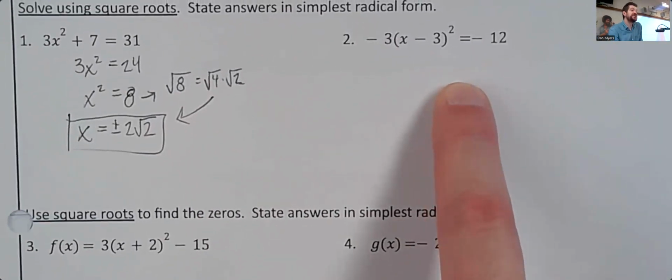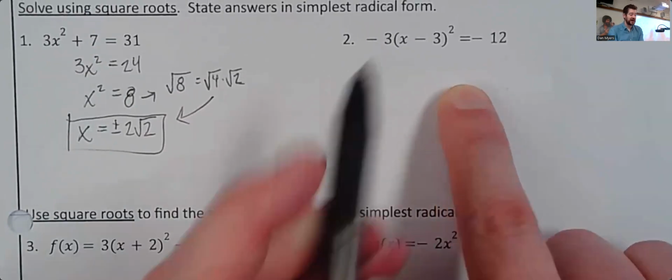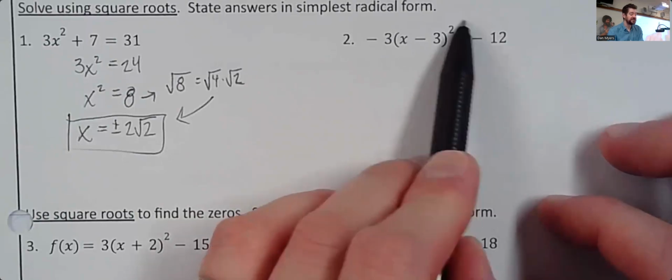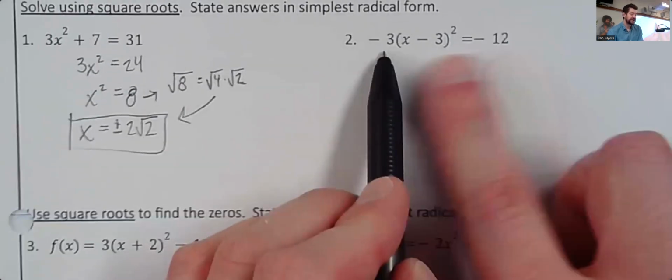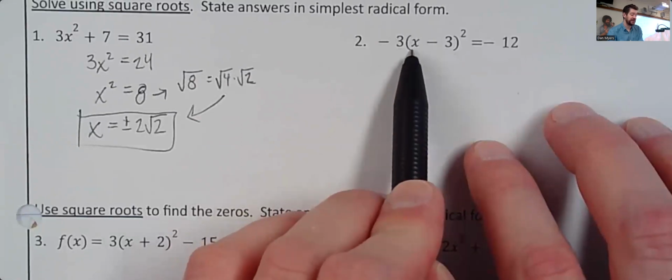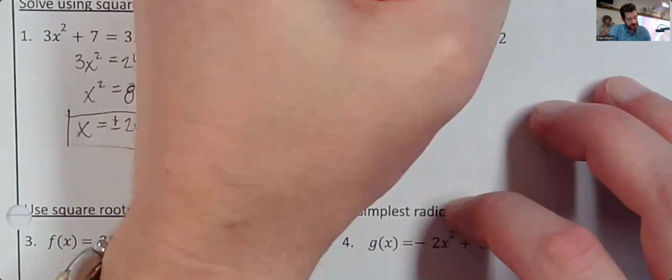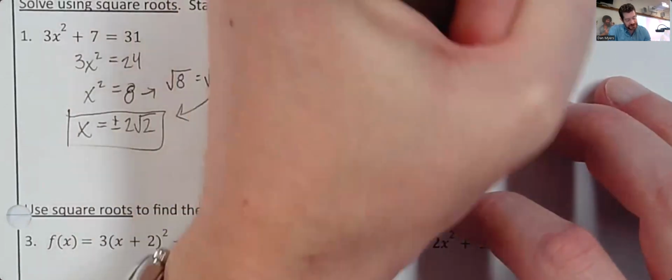Everything inside the parentheses you can basically treat as the variable because it is being squared. If it's squared, that means it is a perfect square. So there's no use in expanding this. So we're just going to start by getting rid of the negative 3 that's being multiplied by the parentheses. So divide both sides by negative 3. So that'll be x minus 3 squared equals 4.